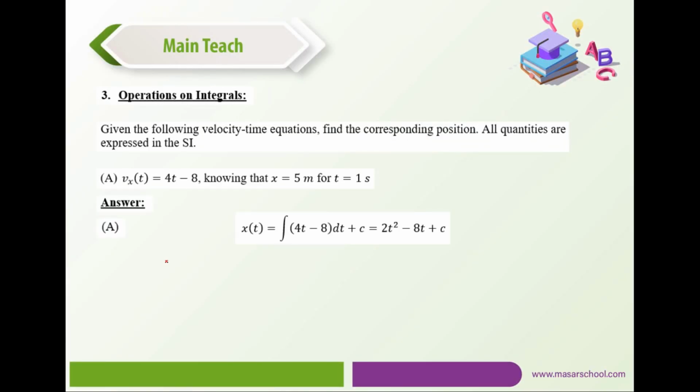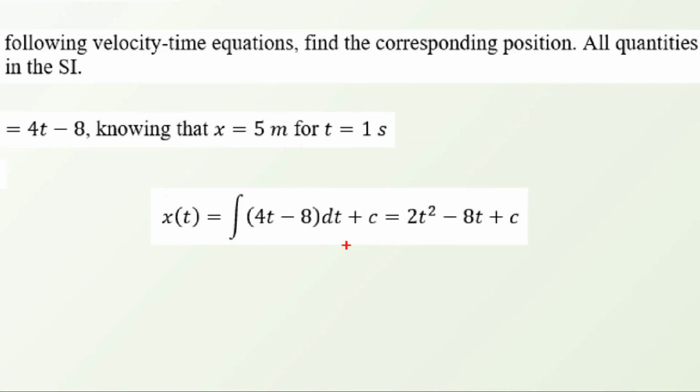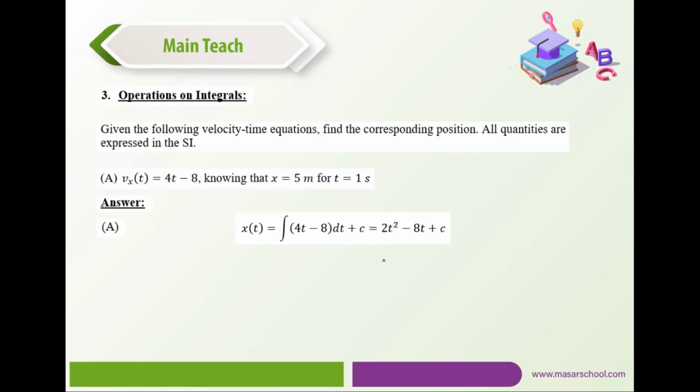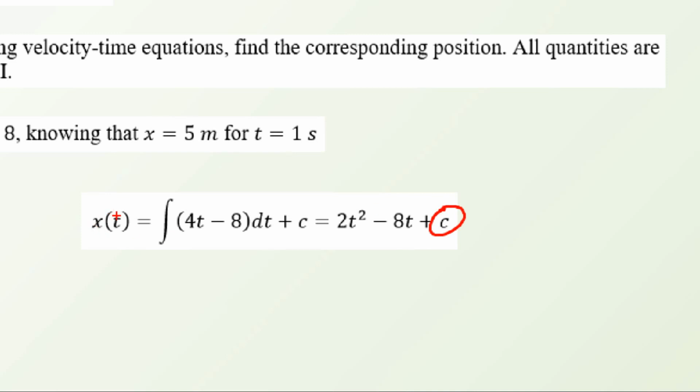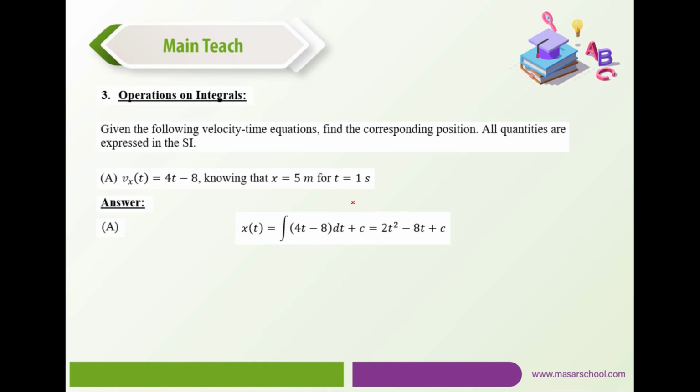Now x of t would be the integral of 4t minus 8 plus a constant. Here this constant, we can express it either at the final stage or at the intermediate stage, it doesn't matter, and that would be 2t square minus 8t plus c. In this case the constant would represent the initial position, for example, or we can determine this constant using this condition. We know that the position is 5 meters for t equal to 1 second.